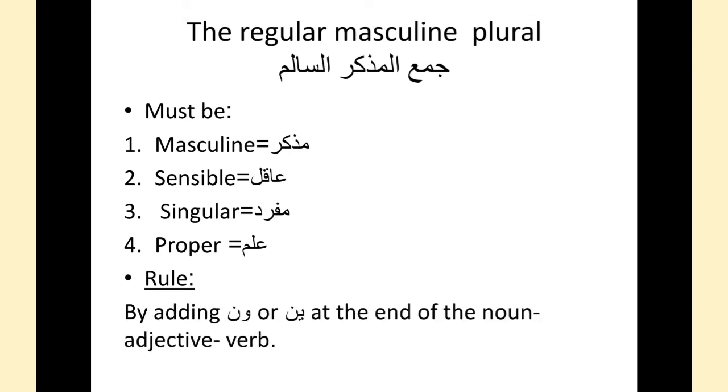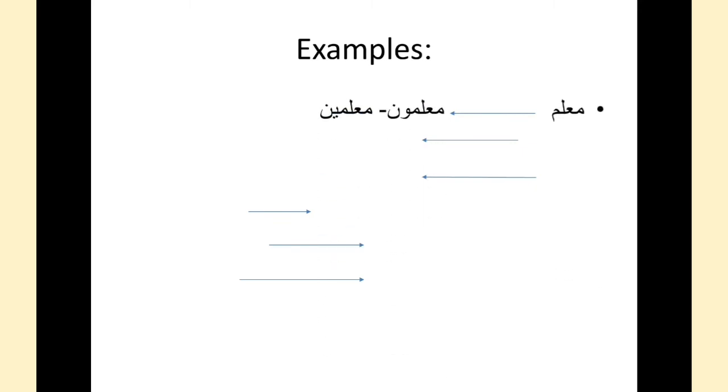So the rule is, okay, we add واو ونون or ياء ونون at the end of the noun, adjective, and verb. And as I said before, if you want to change the word to the plural form, you have to change all in the sentence, which is the noun, the adjective, and the verb. Okay, so let's see examples here.